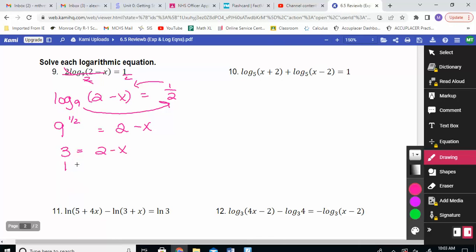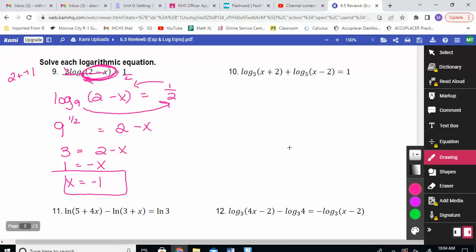So we can subtract over our 2, divide by -1, and x is -1. Always check that if you put it back in, your argument is positive. 2 minus -1 is 3, so we're okay. Alright, what about the next one?